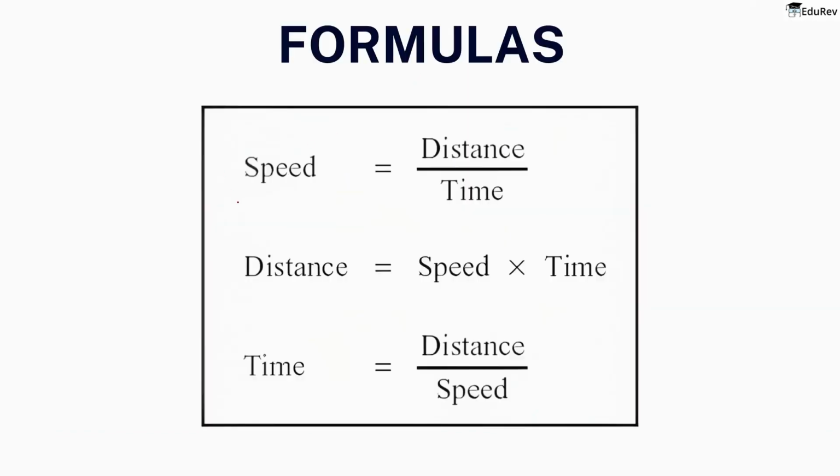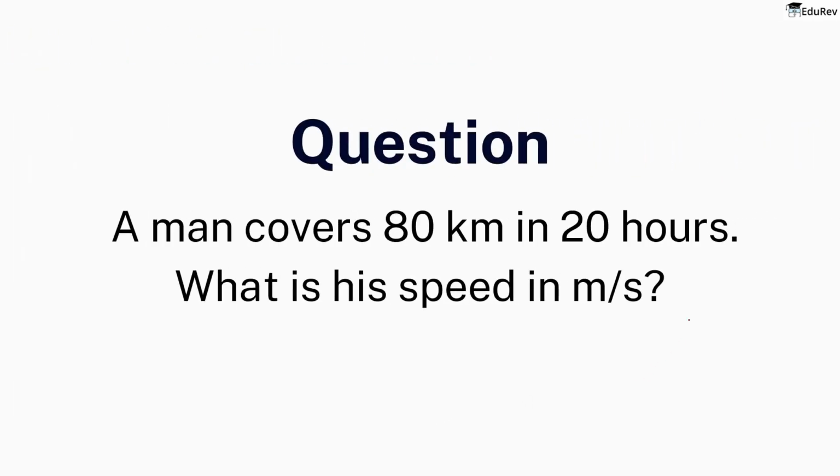You must be familiar with the formula speed equals distance upon time, or we can write it as distance equals speed into time or time equals distance upon speed. Let's look into what it signifies. If the distance is constant, then the speed and time are inversely proportional to each other, that is, as we increase the speed, the time taken to cover that distance will be less, and vice versa. Let's solve few questions to know it better.